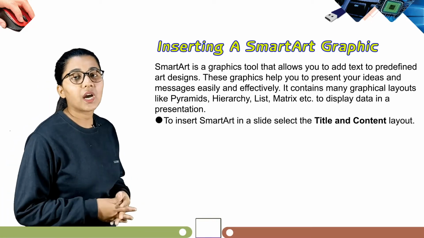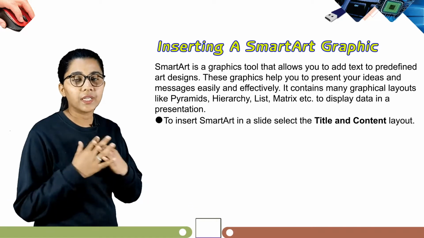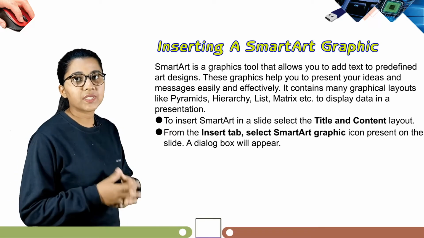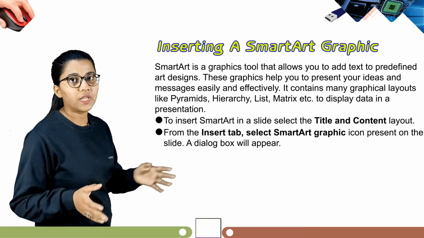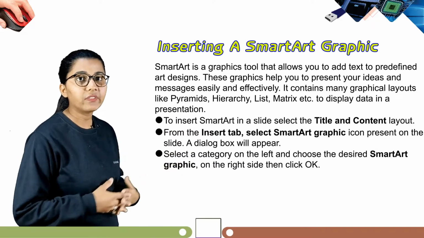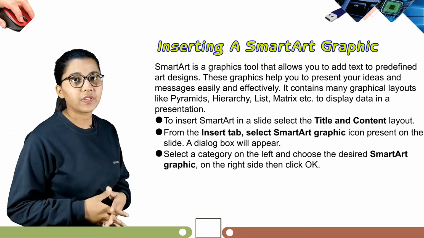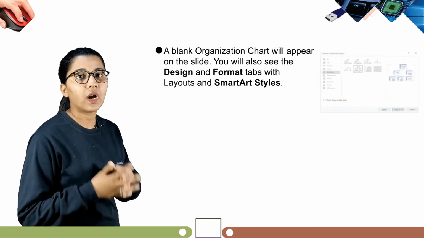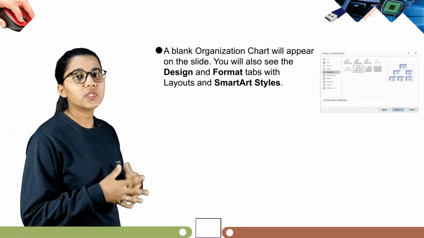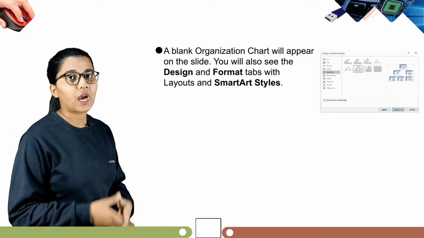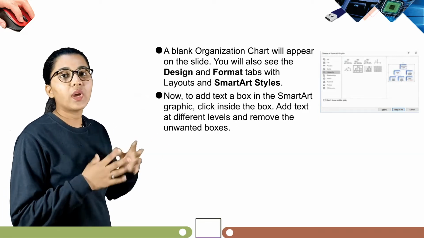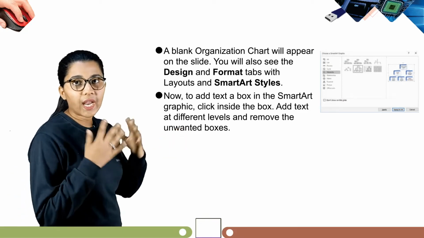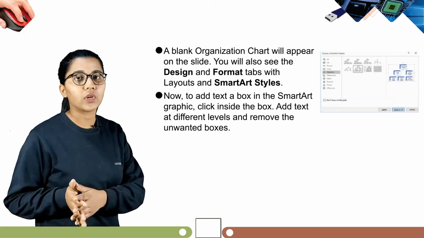To insert Smart Art in a slide, select the title and content layout. From the Insert tab, select the Smart Art graphic icon present on the slide. A dialog box will appear. Select a category on the left and choose the desired Smart Art graphic on the right side, then click OK. A blank organization chart will appear on the slide. You will also see the design and format tabs with layouts and Smart Art styles. Now to add text to a box in the Smart Art graphic, click inside the box, add text at different levels and remove the unwanted boxes.